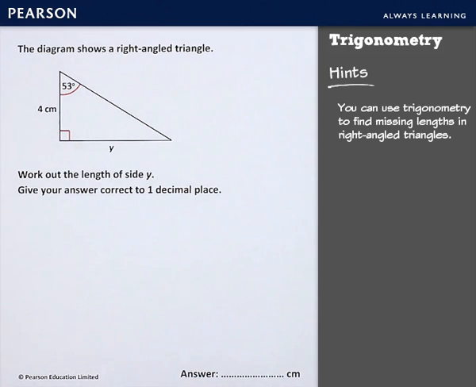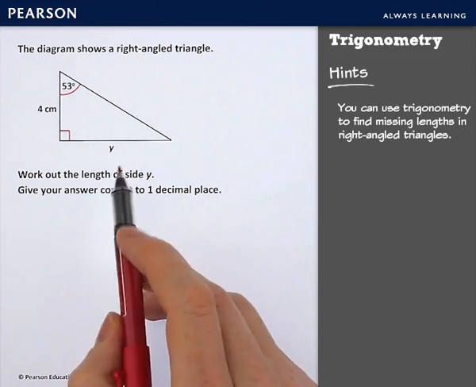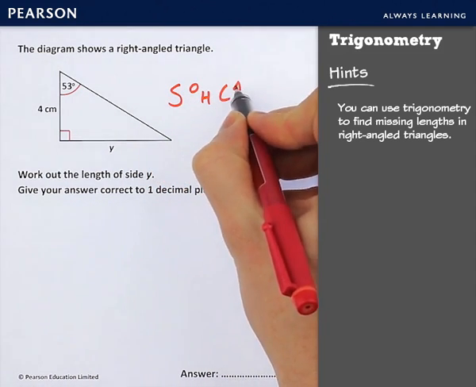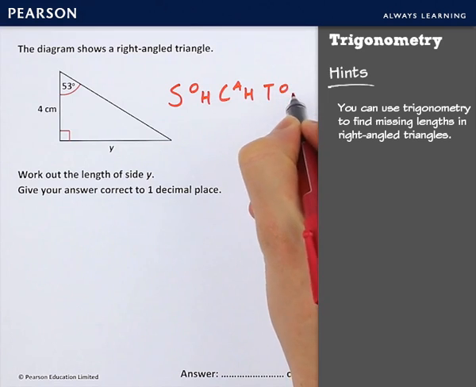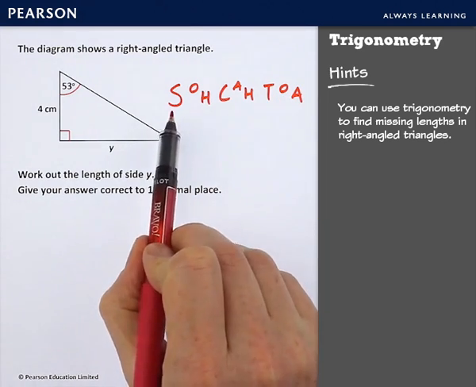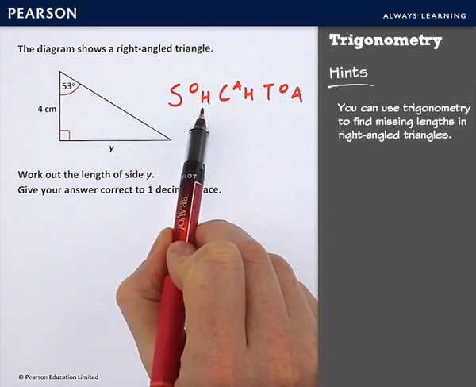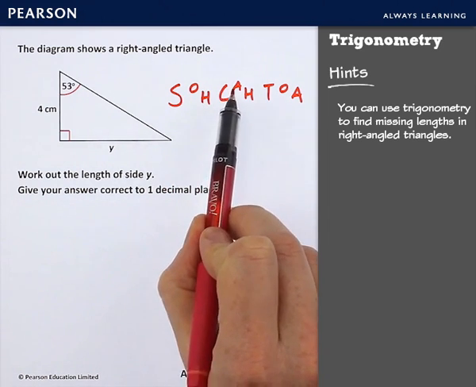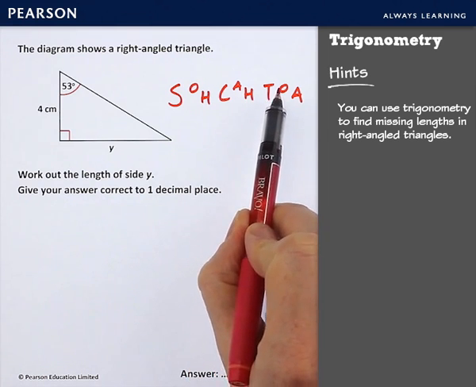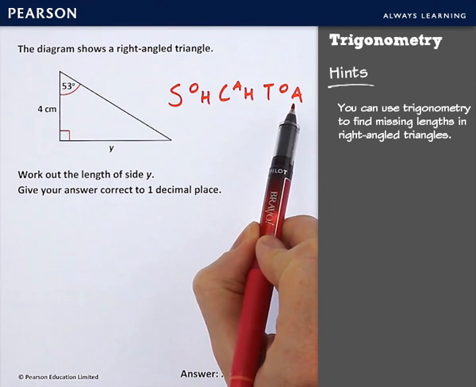If you're answering a trigonometry question involving right-angled triangles, you could write SOH, CAH, TOA to help you remember the 3 trigonometric ratios. They are sine of x equals opposite over hypotenuse, cos of x equals adjacent over hypotenuse, and tan of x equals opposite over adjacent.